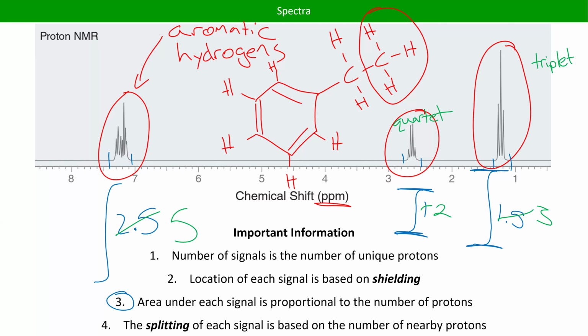A triplet means that it follows what's called the n+1 rule, where n is the number of adjacent hydrogens. If there are 2 adjacent hydrogens, it shows up as a triplet. If there are 3 adjacent hydrogens, it shows up as a quartet. If there are no adjacent hydrogens, it just shows up as a single peak, which would just be a random hydrogen floating around. Like if we just had something that looked like this, no splitting, call this splitting. If there's no splitting, then that just means there's no adjacent hydrogens.